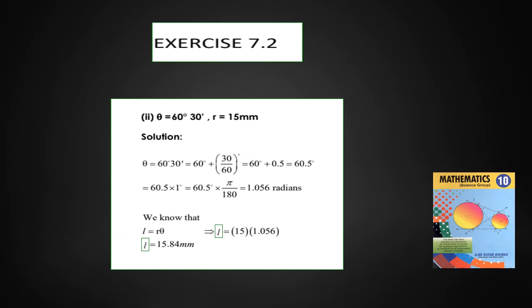We know that L is equal to R theta. L is equal to 15 multiplied by 1.056 radians. So it means that the length of L is 15.84 millimeter.